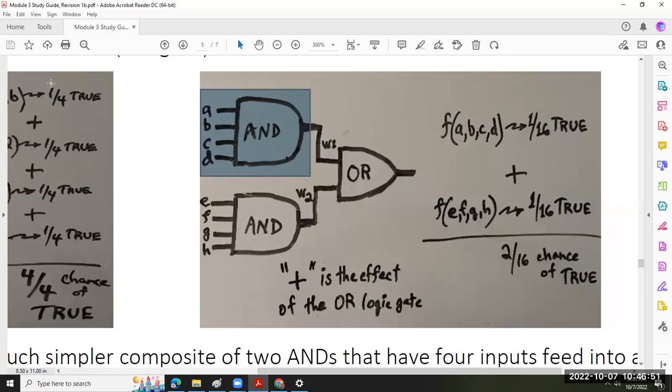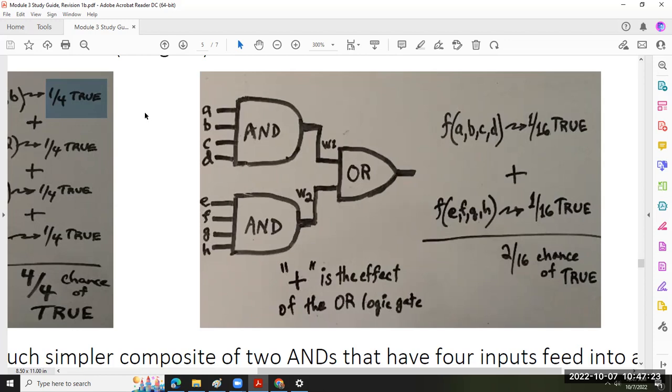Is it 1 out of 4 times, like the 2 input? You have 16 rows. What do you know about ANDs? In order for the output to be true, what has to happen with every one of these inputs? They all have to be the same. They all have to be the same. And there's only one row of the truth table where that's the case. The 16th or last row. Does everybody understand what I'm saying?